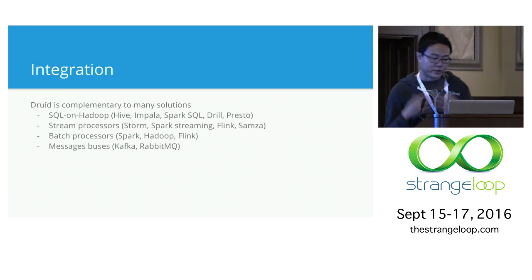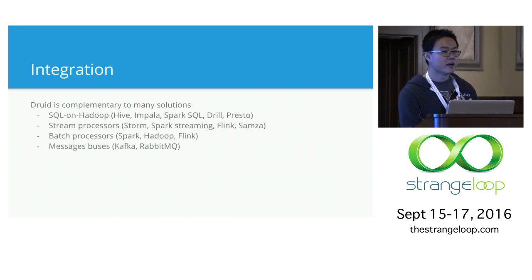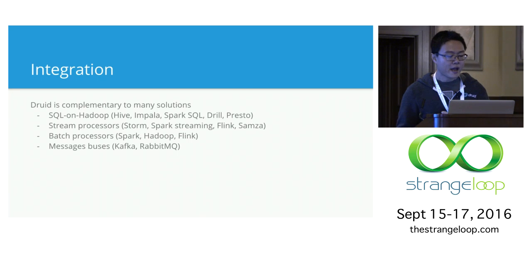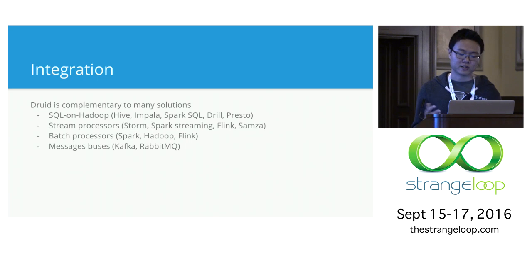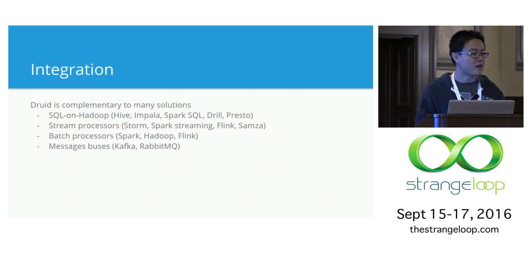But Druid is very much designed to be complementary to all the popular open source big data solutions out there. It works out of the box with Kafka. It can actually support exactly-once consumption from Kafka. It works with RabbitMQ, Spark, Hadoop, Flink, Spark Streaming, Storm, and so on. And we're spending a lot of time right now making Druid work really well with the SQL and Hadoop solutions. So we imagine a world where people can query Druid from Hive or Impala or Spark SQL or Drill or Presto, or really anything else they have in-house.